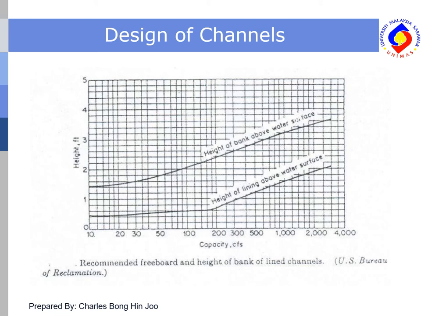To use this chart, first you need to determine the discharge, or Q, required by the channel that you are designing to carry. Once you know this Q, you can go to the horizontal axis of the chart to the appropriate value of your Q and pull a vertical line up until touching the curve on the chart. And then from there, you can pull a horizontal line and read on the vertical axis the required freeboard.